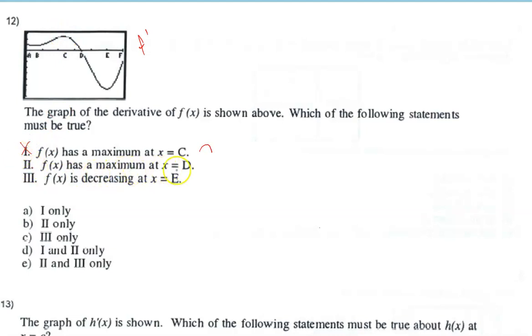F has a max at d. Well, at d, f prime is changing from positive to 0 to negative. So yes, this one works. And then statement 3, f is decreasing at x equals e. In order for f to be decreasing, f prime has to be negative, okay? Is f prime negative at x equals e? Yes, it is, because it's way down here. So this one is also true, e.